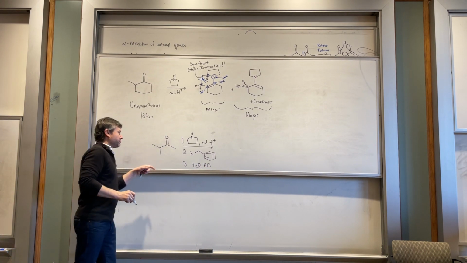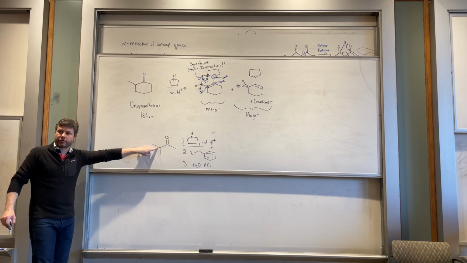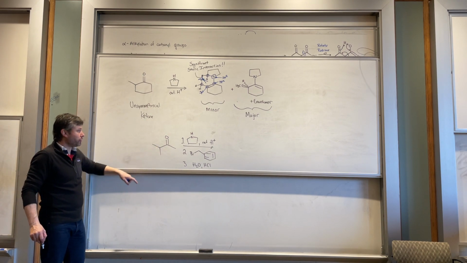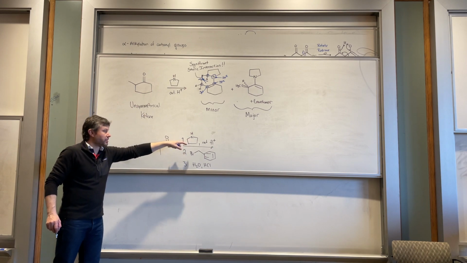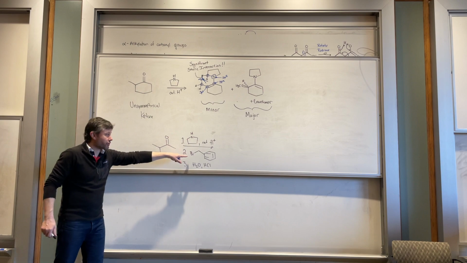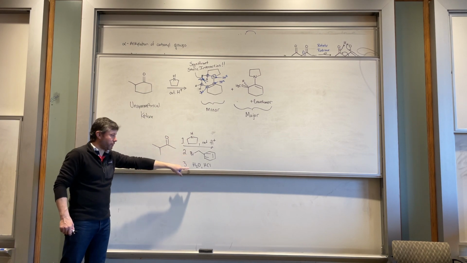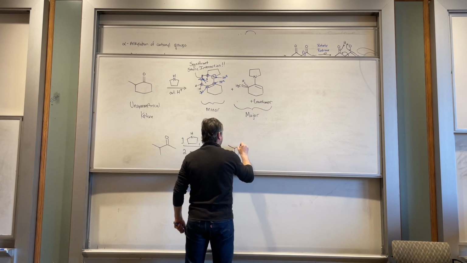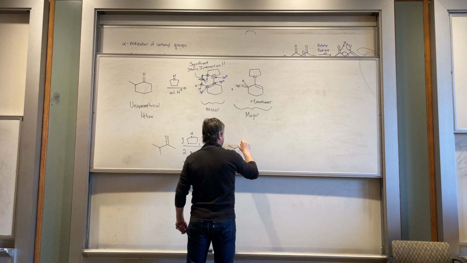Here I'm just drawing out a simple unsymmetrical ketone, 3-methyl-2-butanone, reacting with the simple pyrrolidine secondary amine. Here's our electrophile, benzyl bromide, and then we're hydrolyzing at the end. The major product that we should see should reflect the alkylation occurring on the less substituted carbon.